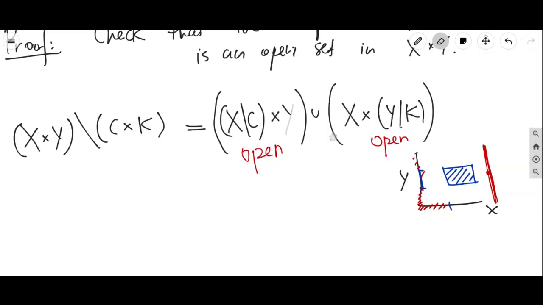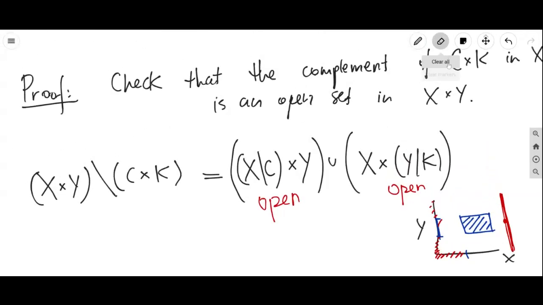And you can see it's a union of both of these. So it's a union of these two open sets. And so in the topology, it is therefore an open set by definition. Okay, so we have this very simple property that the product of two closed sets is closed. But again, not every closed set will look like that.